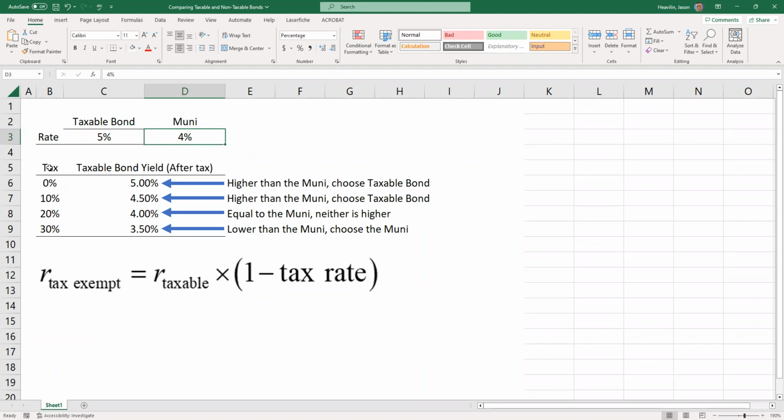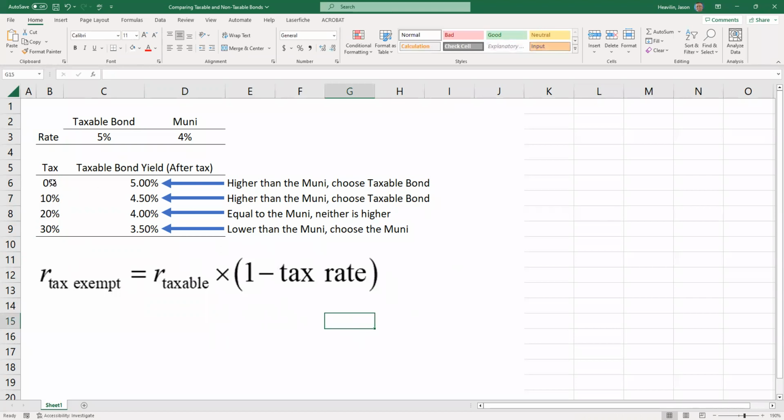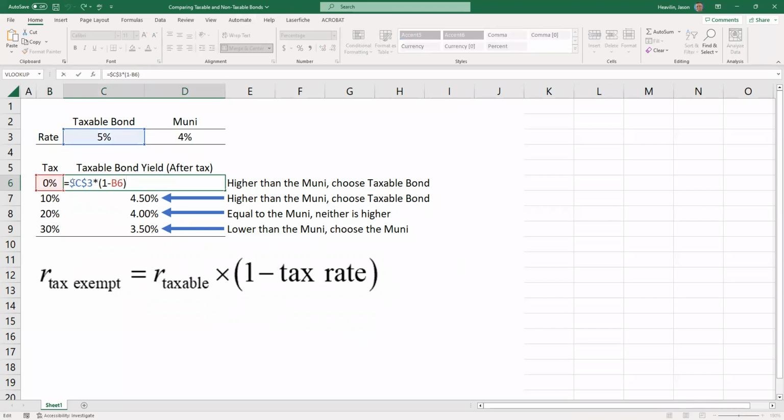So this table is an example of a few different tax brackets and what the yield would look like. And we're going to be applying this formula to do the comparison. So let's say that taxes are 0%, or you are at the 0% tax bracket for some reason. So what we do is we use Excel to apply this side of the formula to the taxable bond.